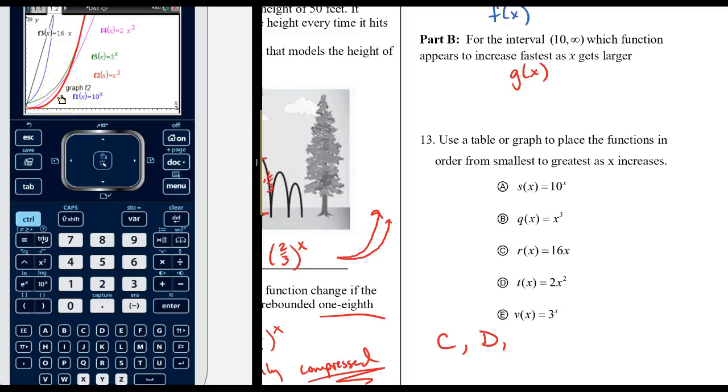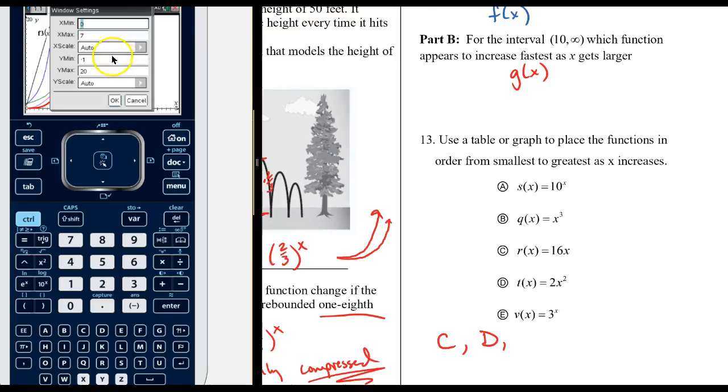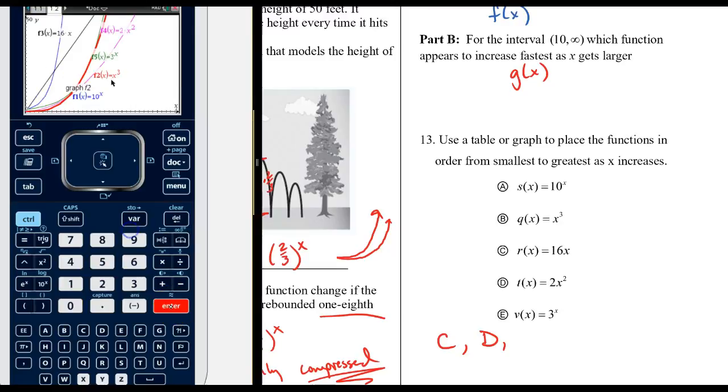Let's see what happens when we make my window a little bit bigger. So window settings, let's make my Y max like 50. And we can see that green one starts to pass inside of the red one. So that's going to be x cubed is next, which is B. And then the last two that we have are the 10 to the x and the 3 to the x.